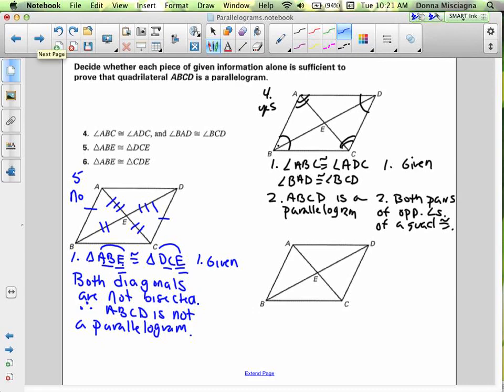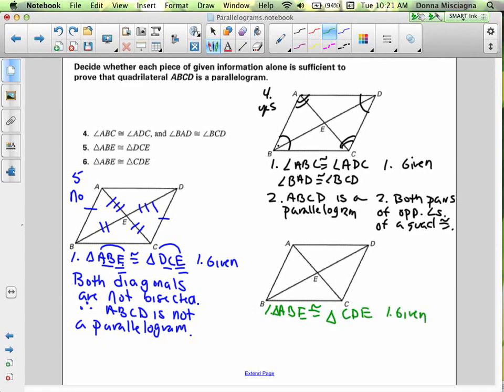All right, let's try the next one. Maybe this will be information that works. And I'm just going to mark the triangle. So we're going to start with our given. I am going to write that: triangle, oh, I forgot that triangle part. Triangle ABE congruent to triangle CDE. And that is a given.